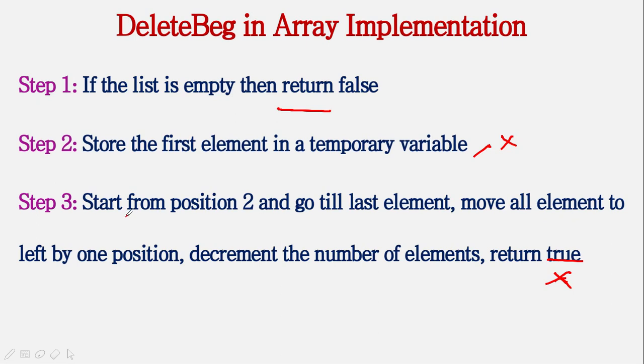We have to understand one point. If there are 3 elements in the list in array implementation, then all the 3 elements should be from the beginning of the list, occupying first, second, third, or if I tell the indices, it should be at index 0, 1, 2, right? It cannot be at any index as we wish. So we have to move all the elements which are in the other places left by one position. The step says start from position 2 and go till the last element, move all elements left by one position, decrement the number of elements and then return x.